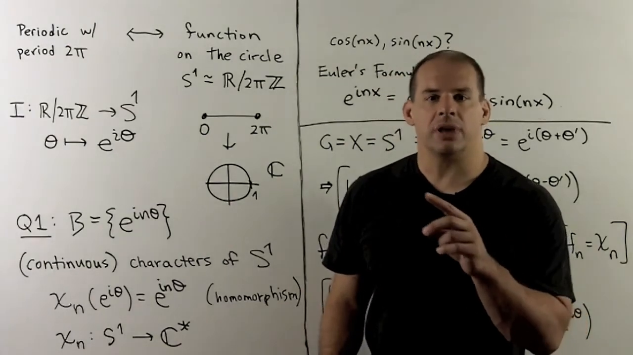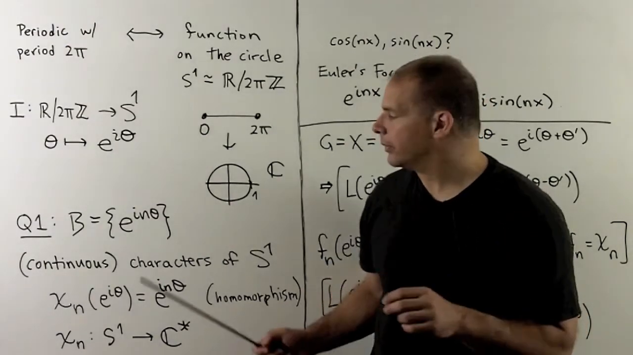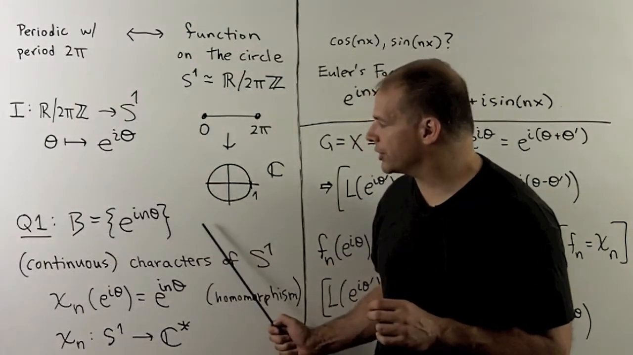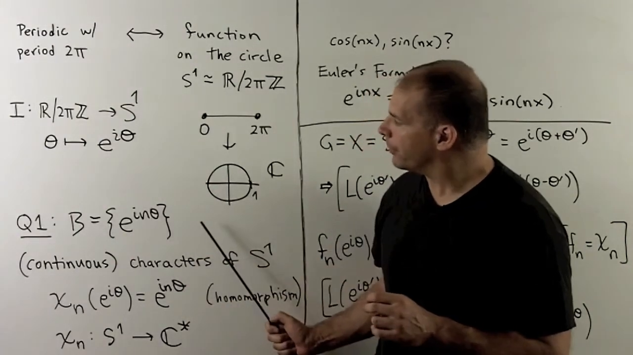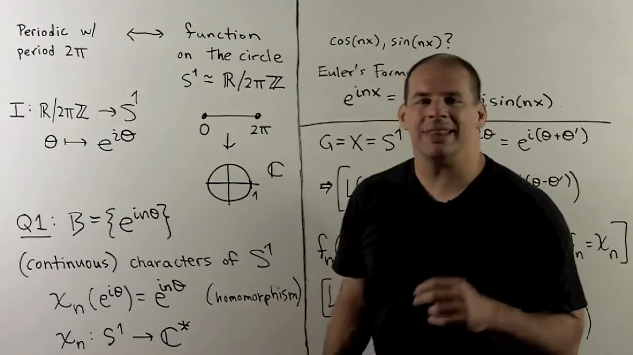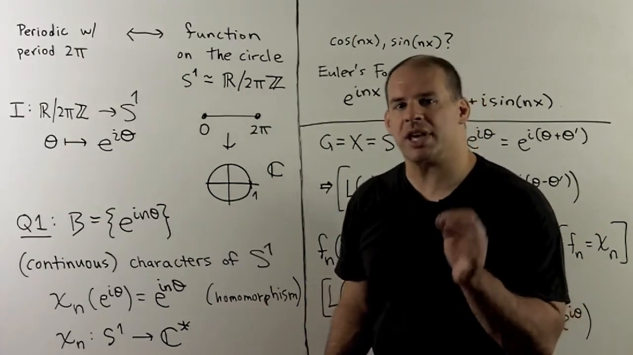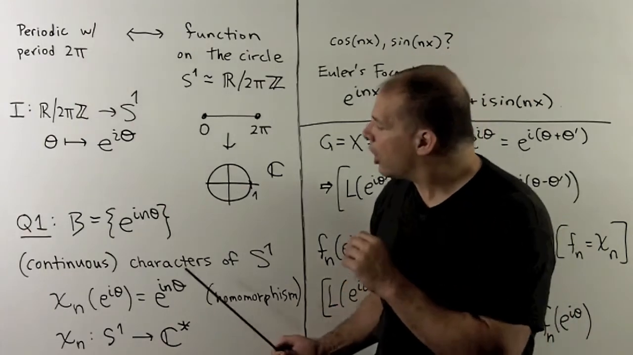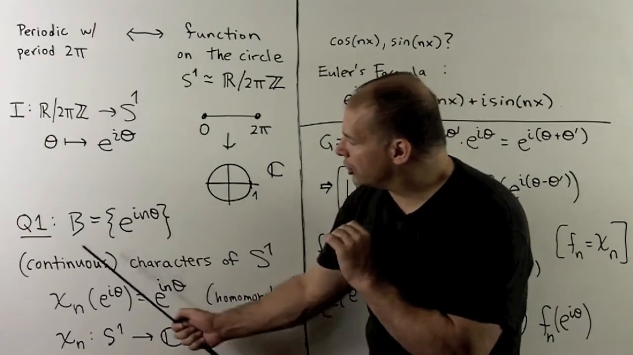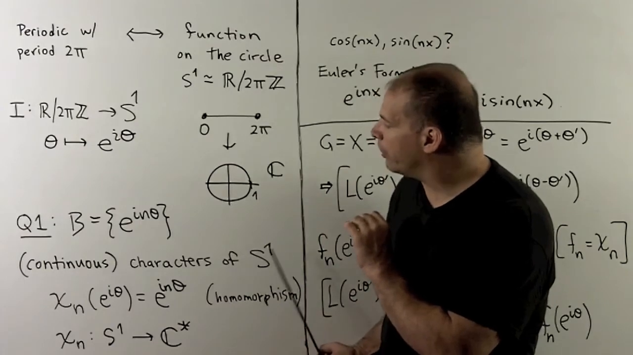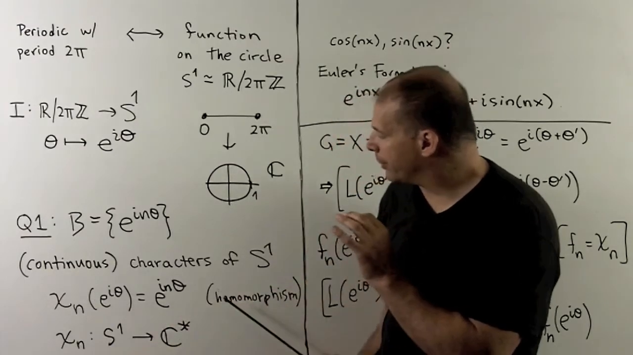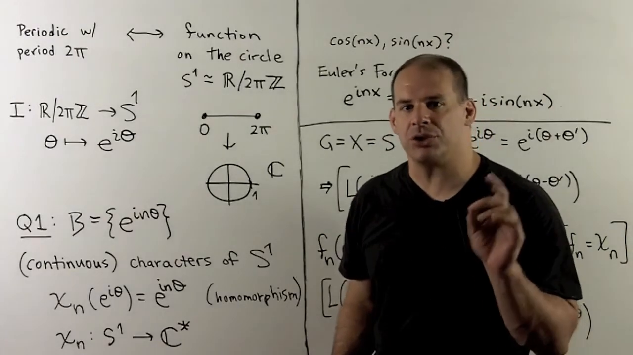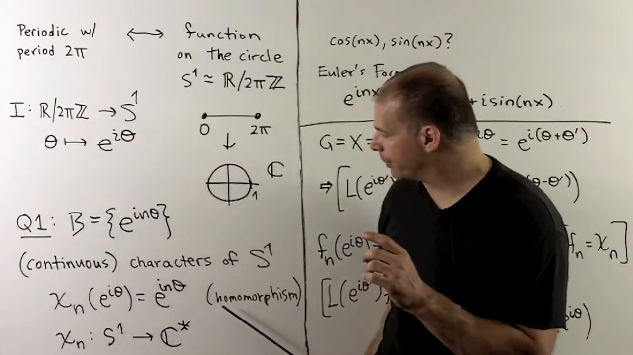Now, some things to note. First, we have an orthonormal basis in terms of exponential functions. So where did these come from? Well, it's going to turn out these exponential functions are precisely the continuous characters of the circle group. So if we're looking for one-dimensional representations of the circle group, they're all going to be in this form. It also turns out all irreducible representations of the circle group are in this form.